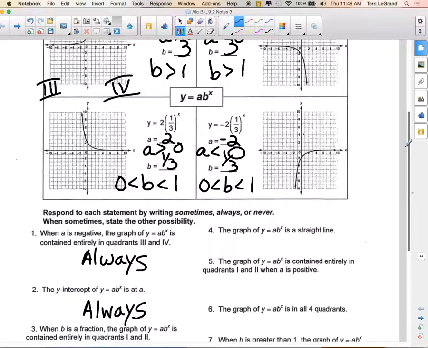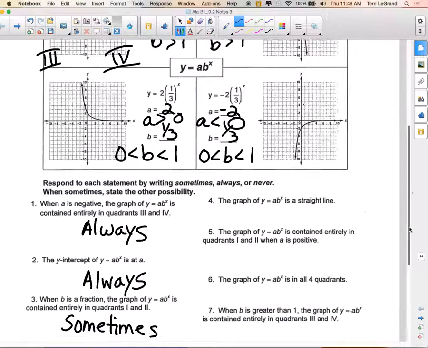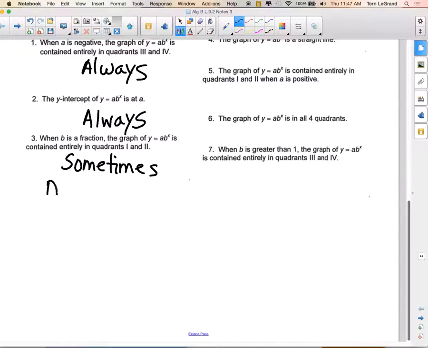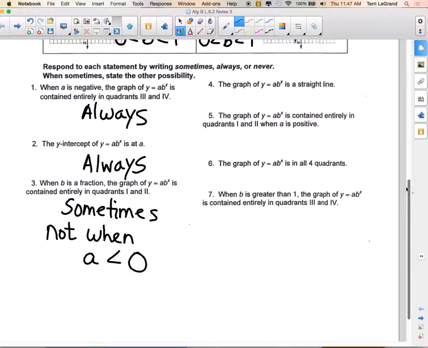Okay, let's go look. When is it in quadrants 1 and 2? When a is positive, when it's greater than 0. So when is it not? We're supposed to state the other possibility. We're going to say not when a is less than 0. So we need a positive a value for it to end up in quadrants 1 and 2. Okay? When is the graph of y equals ab to the x power a straight line? Never.